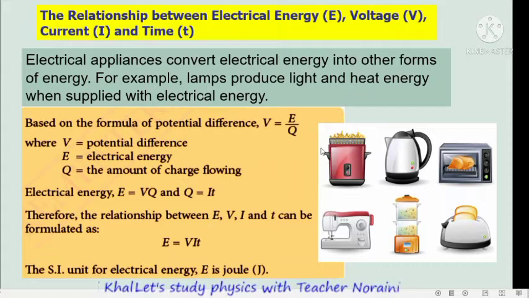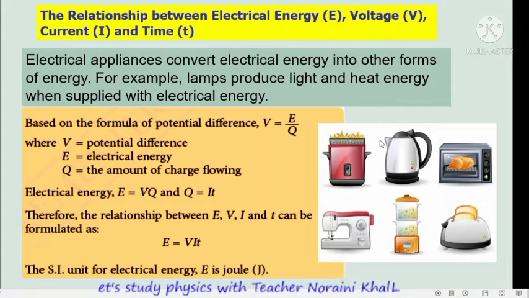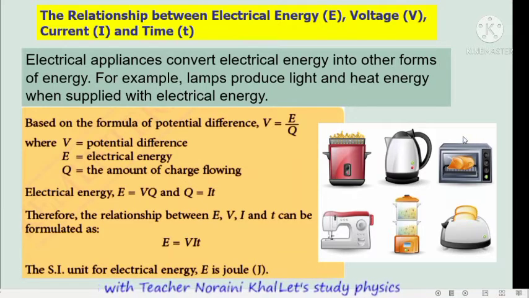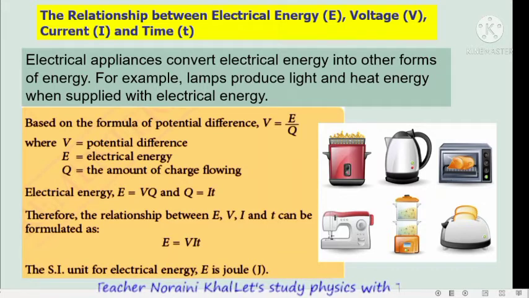As you can see here, electrical appliances like this thermoflask use a heating element to convert electrical energy to heat energy that can boil water. Same case with this oven. It converts electrical energy to heat energy that can cook food. Or the sewing machine here converts electrical energy to mechanical energy.